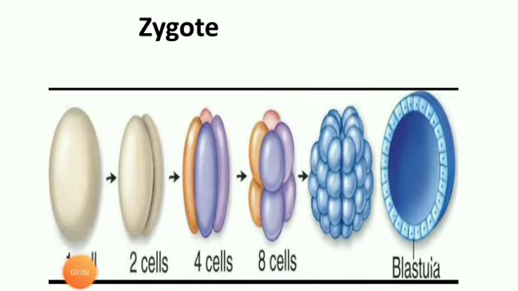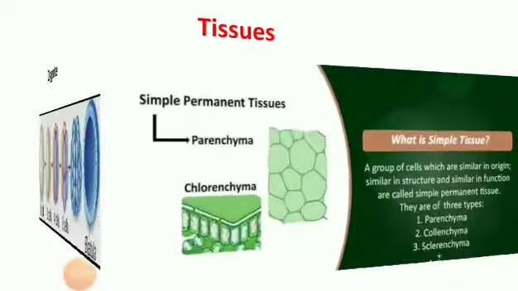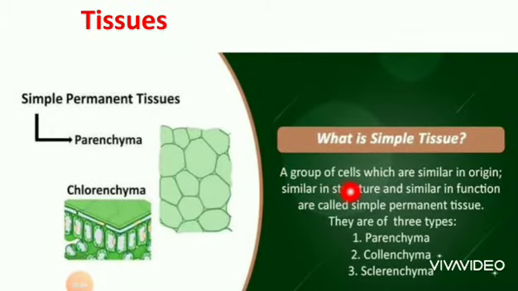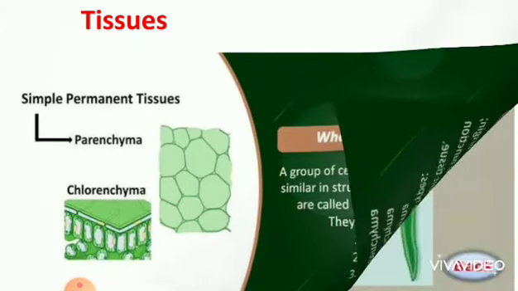Do you understand, children? Next, tissues. What is simple tissue? A group of cells which are similar in origin, similar in structure and similar in function are called simple permanent tissue. They are of three types: parenchyma, collenchyma, sclerenchyma.